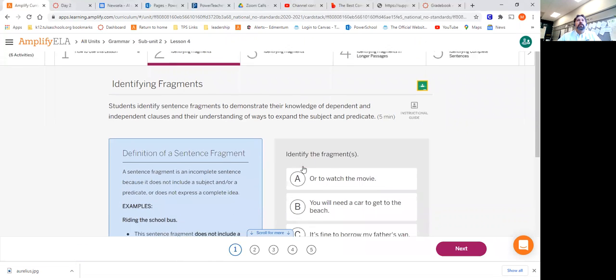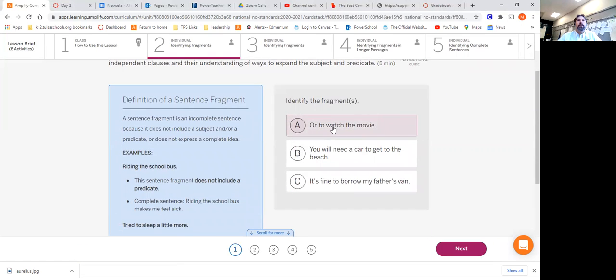So on the first example here, "or to watch the movie." Who? What do you mean? We don't have a complete sentence here. We don't have anybody doing it, right? So that's a fragment. "You will need a car to get to the beach." You will need. That's fine. "It's fine to borrow my father's van." It's fine to borrow. Also, complete sentence.